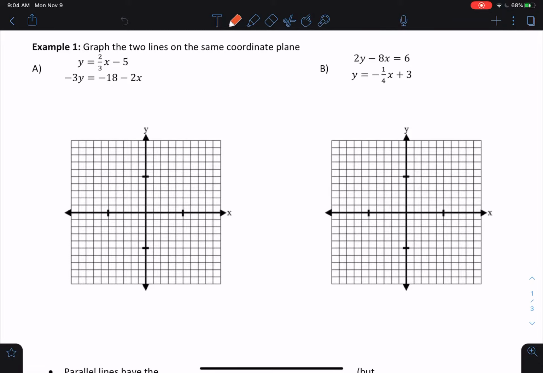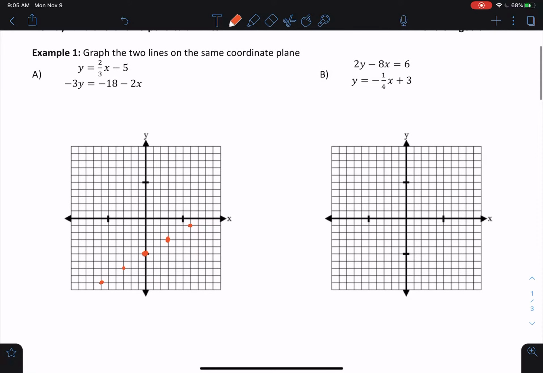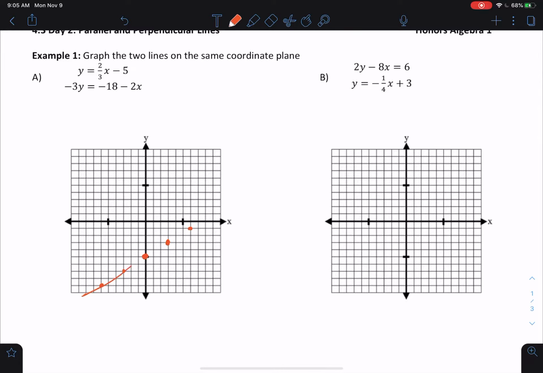So y equals 2/3 x minus 5. If I were to graph this, I would start at -5 on the y-axis. That's my y-intercept. And my slope is 2/3, so I'm going to go up to the right 3, or I could go down to the left 3. I have an increasing function with a positive slope. Connect the dots. I've got that line. Okay?